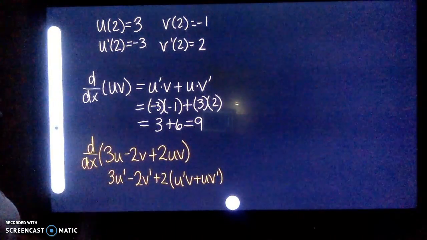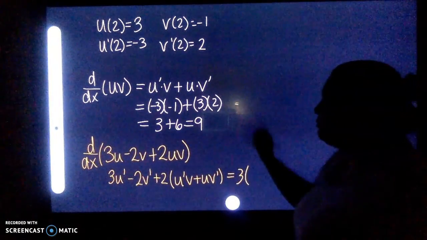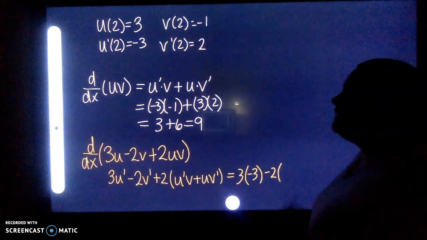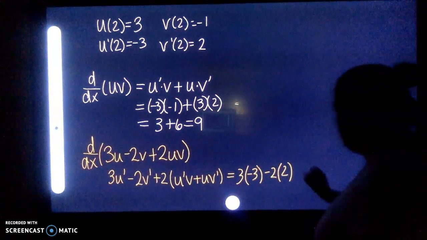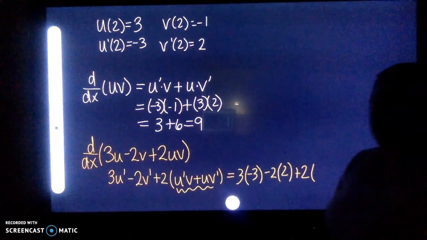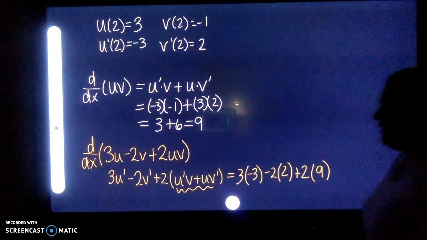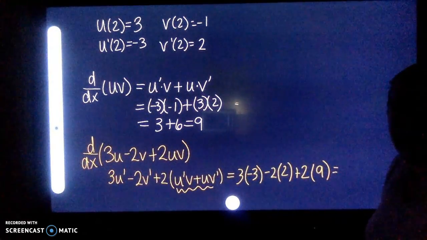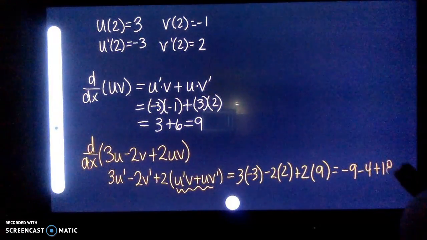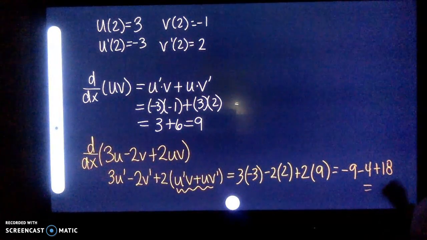Just like I did, I take the values from above. So this becomes 3 times u prime solved at 2 is negative 3, minus 2 times v prime solved at 2 is 2, plus 2 times, well, I already did all of this, u prime of v plus uv prime solved at 2, and that's 9. I got it up here. Simplify it. 3 times a negative 3 is negative 9, minus 4 plus 18. Negative 9 and negative 4 is negative 13, plus 18 is 5.